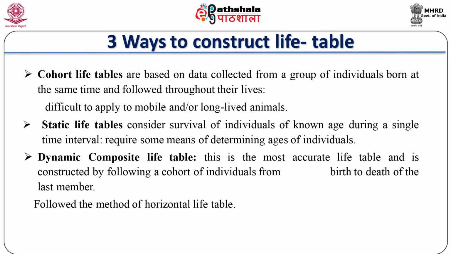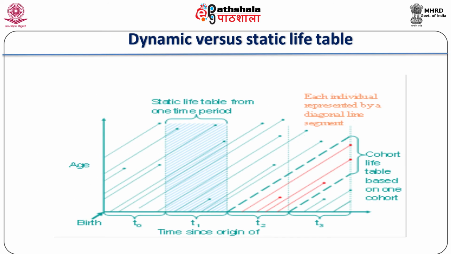Next is dynamic composite life table. This is constructed following the method of horizontal life table, but the cohort is formed by accumulation of data for successive years. The dynamic life table is considered as most appropriate type. This slide shows the diagrammatic illustration of dynamic versus static life table.